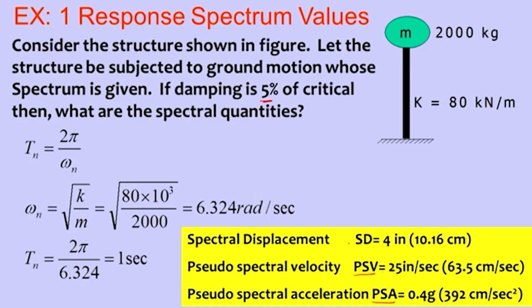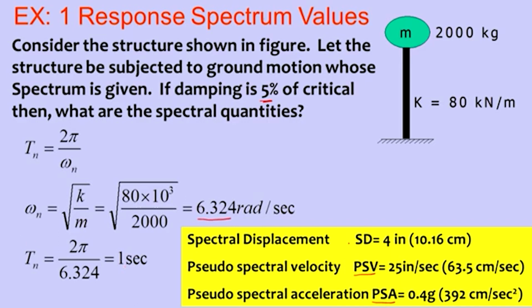Now for that we need the natural period of the building. The natural period Tn is equal to 2 pi by omega n, where omega n is the natural frequency, which can be calculated using the stiffness and mass parameters. Stiffness is given to us, that is 80 kilonewton per meter. I substituted that here, and the mass is also given, 2000 kg. So the result is 6.324 radians per second, the natural frequency of the system. Now I substitute that here, 2 pi by 6.324, that is 1 second. So the natural period of this system is 1 second.